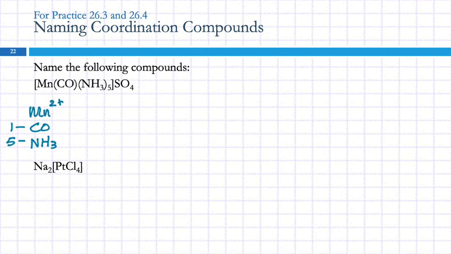So we're going to list the ligands in alphabetical order. Okay? This is carbon monoxide, but it's not called that as a ligand. It's called carbonyl.